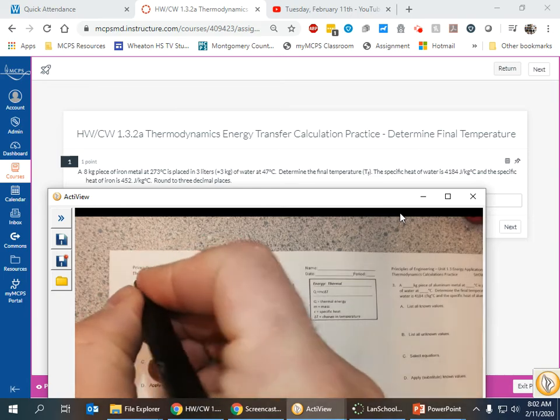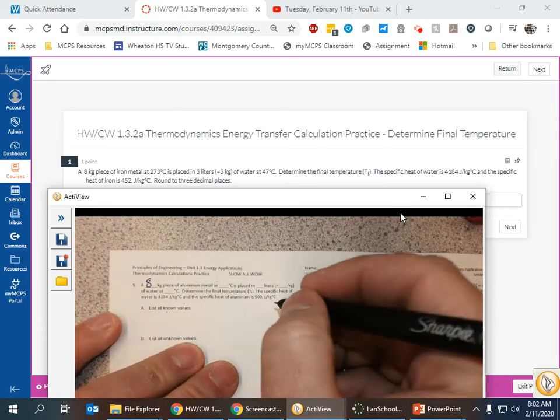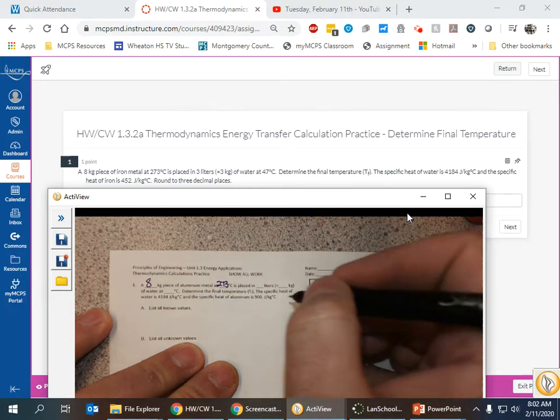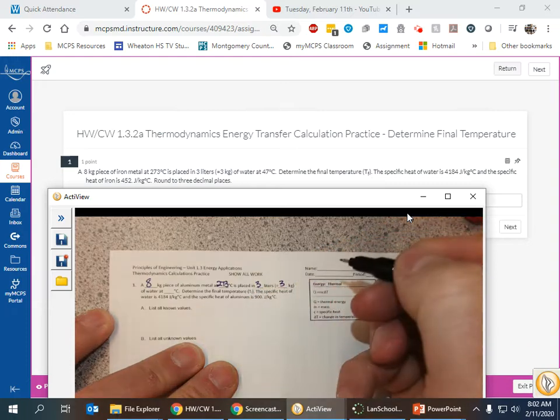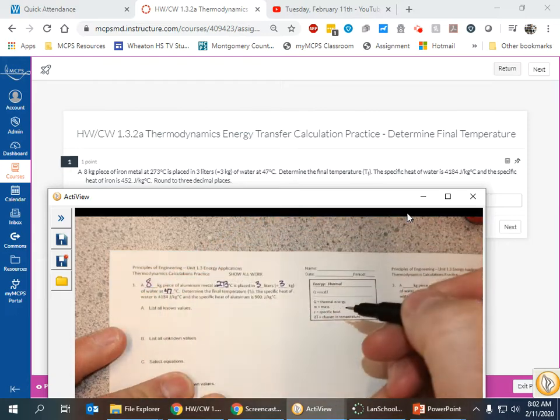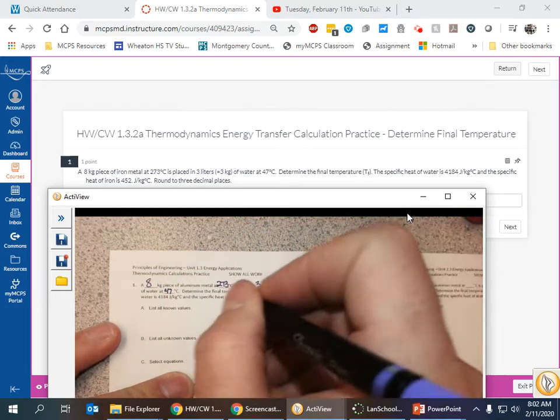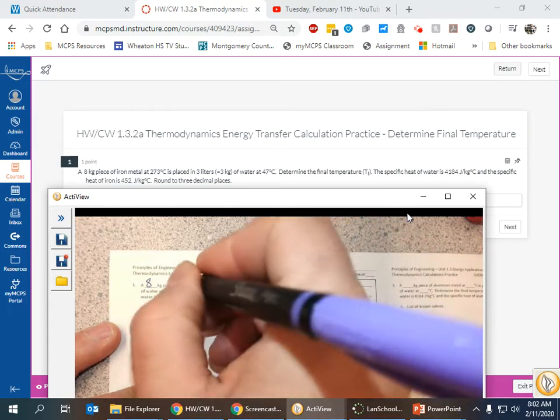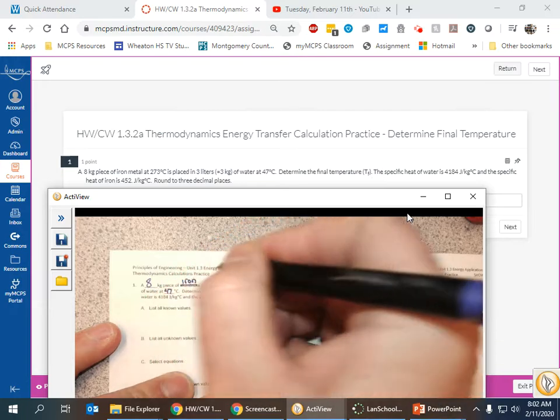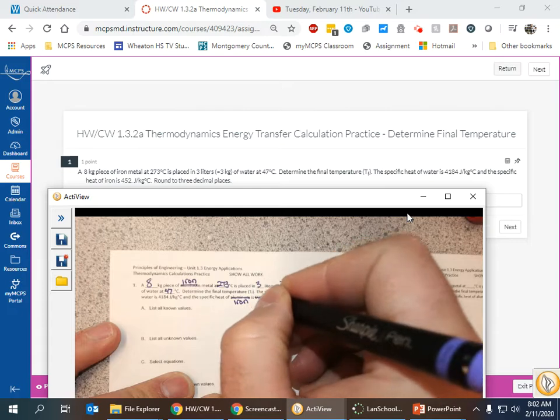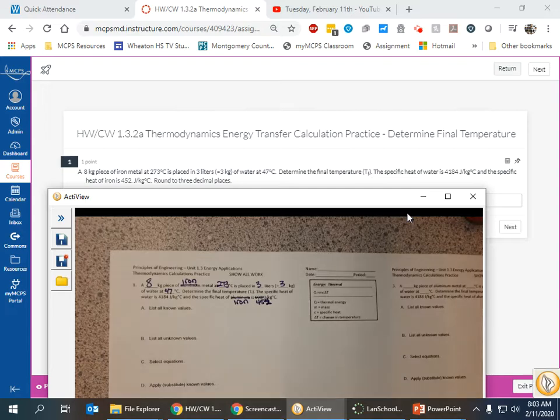So 8 kilogram piece of aluminum metal at 273 degrees Celsius is placed into 3 liters or 3 kilograms of water, and that water is at 47 degrees Celsius. And it says to determine final temperature. And the one mistake here is it actually says aluminum when it's actually iron, right? It's an iron metal. So I'm going to remove that, put iron, and that means I need the specific heat capacity of iron, which is 452 joules per kilogram degrees Celsius.